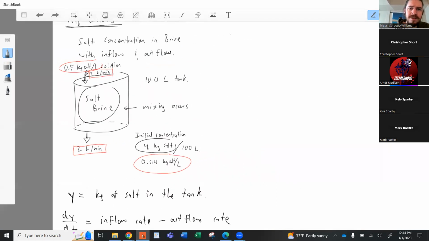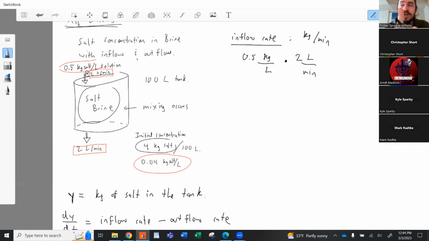Well, let's look at them one at a time. The inflow rate, we want it to be in basically kilograms per minute. So what we have is a brine with a concentration of 0.5 kilograms per liter, and it is flowing in at a rate of 2 liters per minute. So we can multiply those together, the concentration times the rate at which the volume is going in. When we multiply those, we get the liters canceling, and we get a half times 2, which is 1 kilogram per minute.